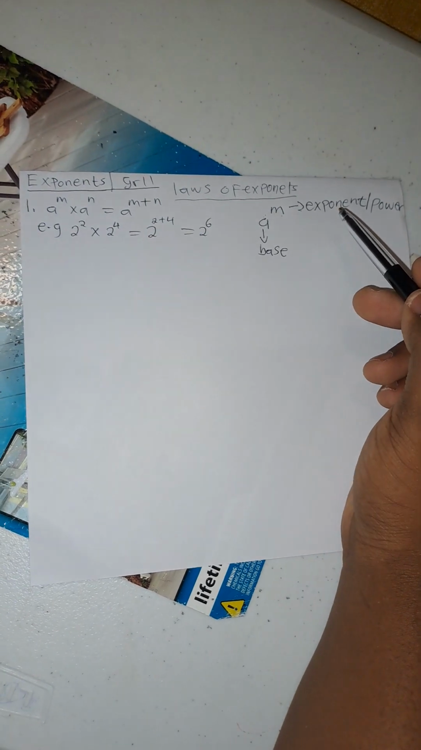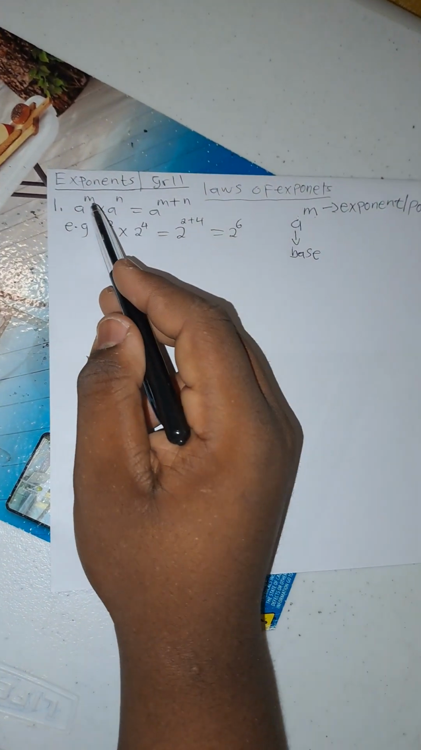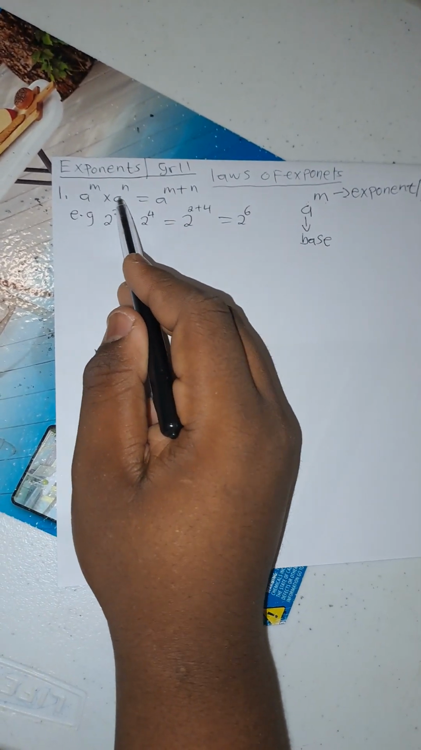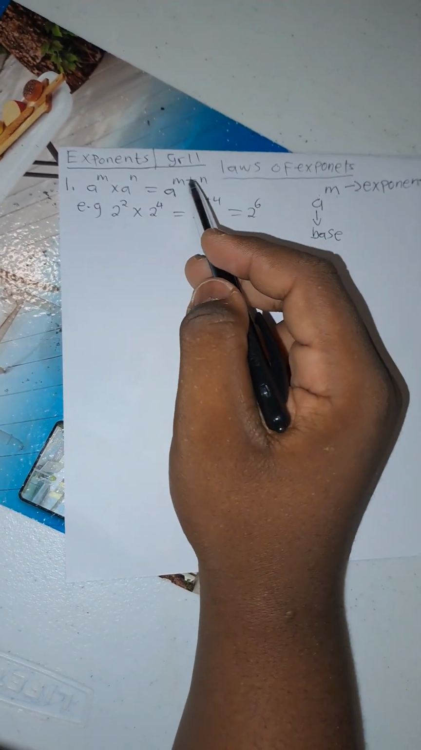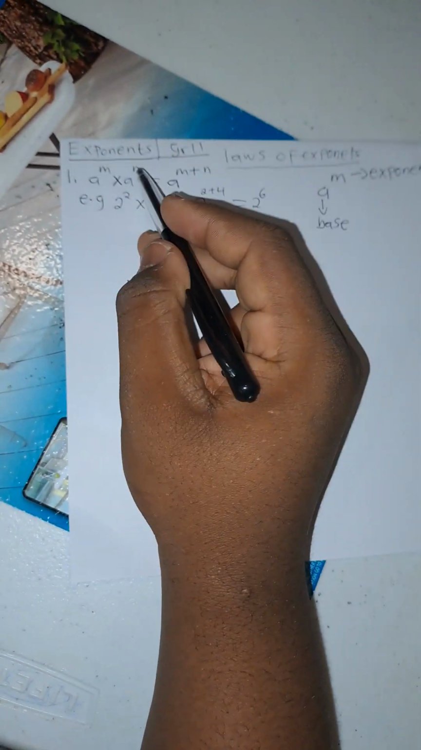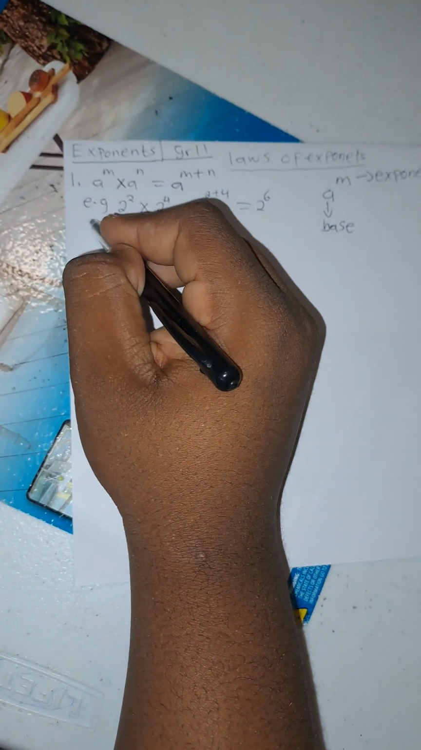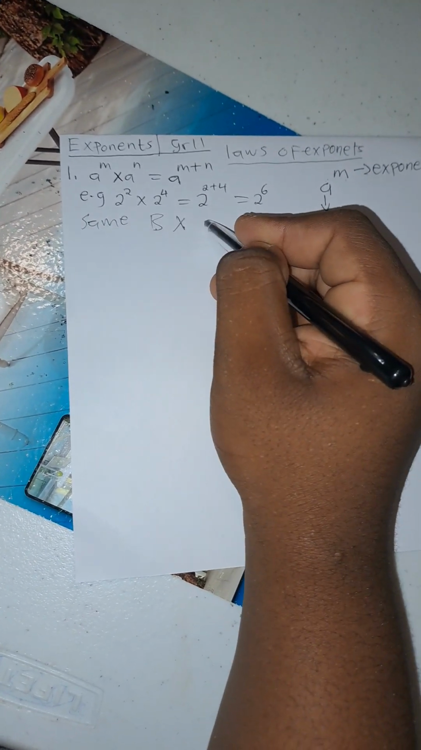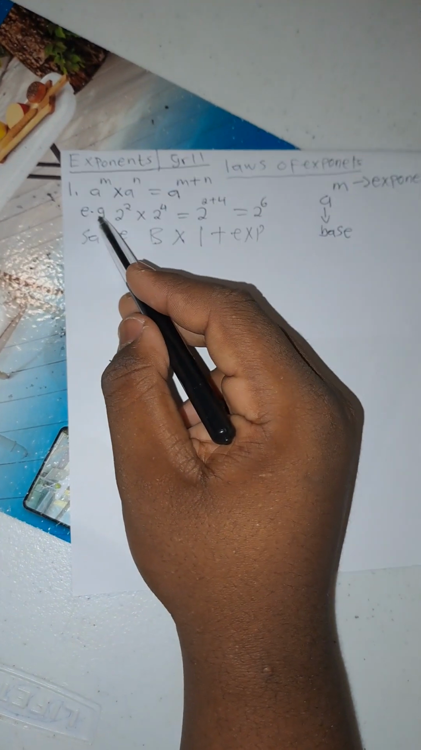Okay, and then let's check this one. So we have a to the power of m times a to the power of n. Since it is the same base, your answer will just have the very same base only. You are not gonna say a to the power of m plus a to the power of n. No, you simply add. So same base, when multiplying, you add exponents.